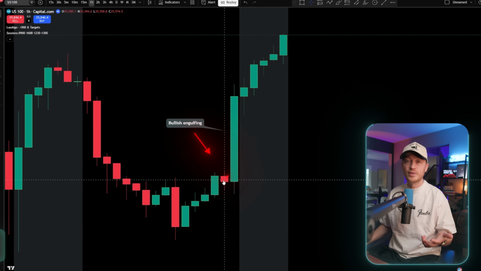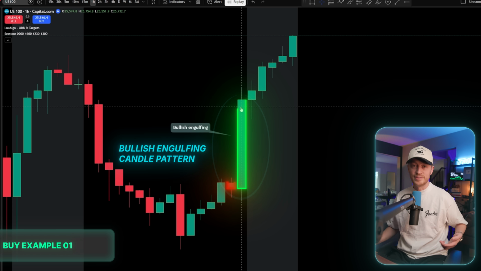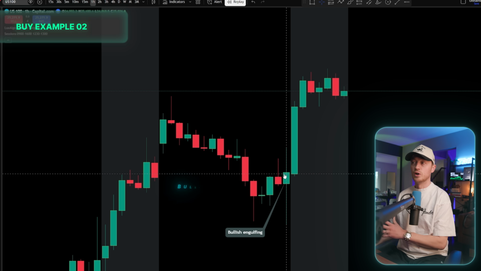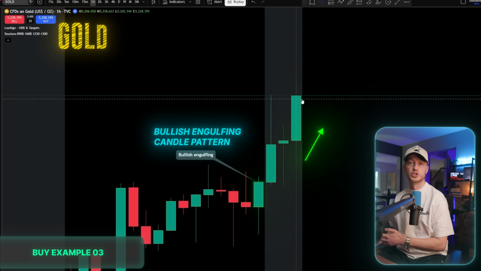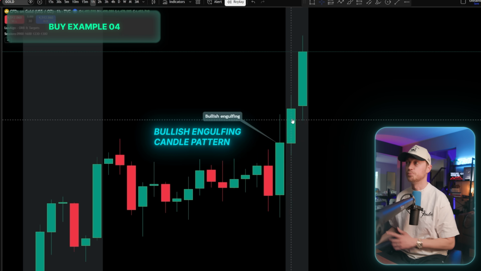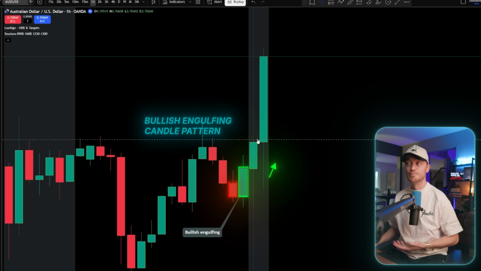Let's start with some buy examples. I look at the 7 a.m. candle, the 8 a.m. candle, I get the bullish engulfing pattern, and then price goes up. I get my bullish engulfing pattern, and price goes up. Again, I get my pattern, and price goes up. I get my pattern, and price pushes up. And for my last buy example, I get my pattern, and price pushes up.